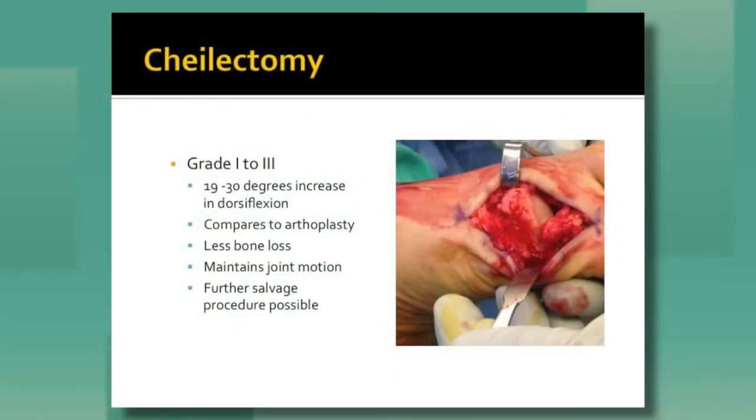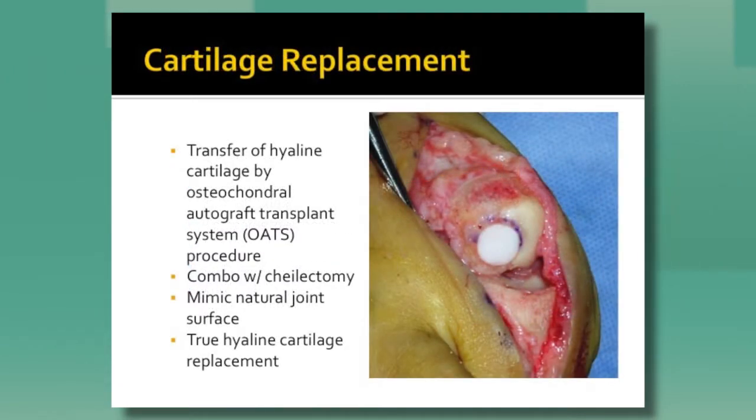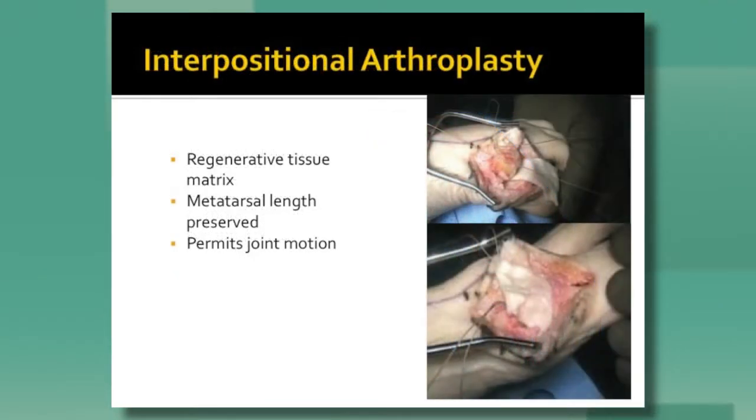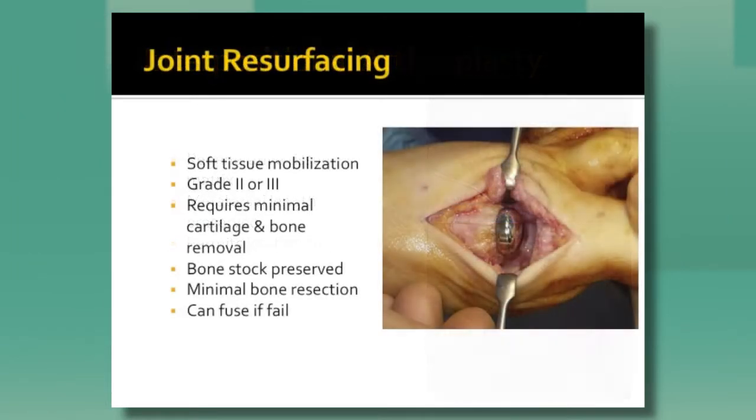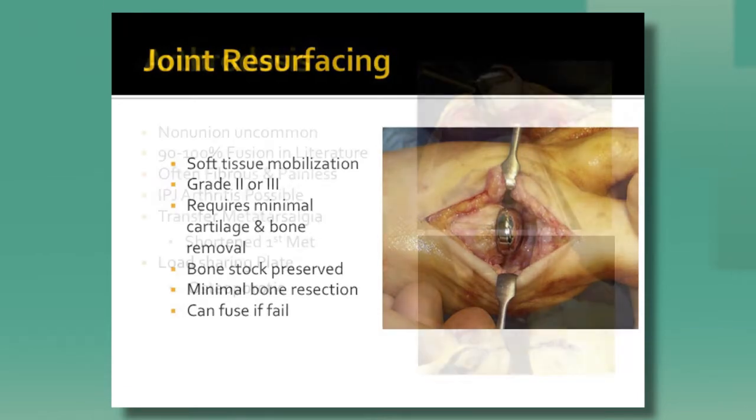And what a cheilectomy is basically cleaning up the spurring around the joint, improving the range of motion within the joint, and is very effective for some individuals. You can have cartilage replacement surgeries where they take cartilage from a cadaveric bone and replace it into the joint. This is called an Oates procedure. You can have an interpositional arthroplasty where you take a band of tissue and place it in between the big toe and the first metatarsal. You can have joint resurfacing, which they make hemi implants. I don't perform a lot of these in my practice because they generally fail long term.